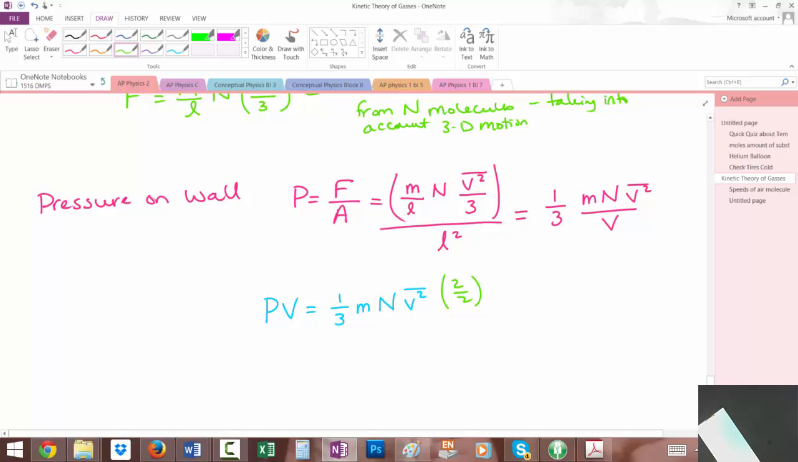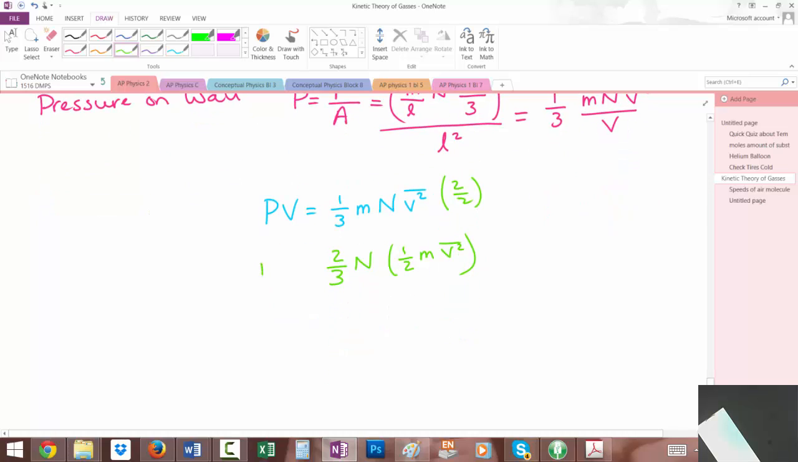If I do that, I'm going to have a 2/3, an N, and then I have a 1/2 and an M and a V average squared. And that's interesting. Why is that interesting? That's the kinetic energy, right? Are you with me there? So now we're talking about energy. So we've got PV is equal to 2/3 N times the kinetic energy of that system.